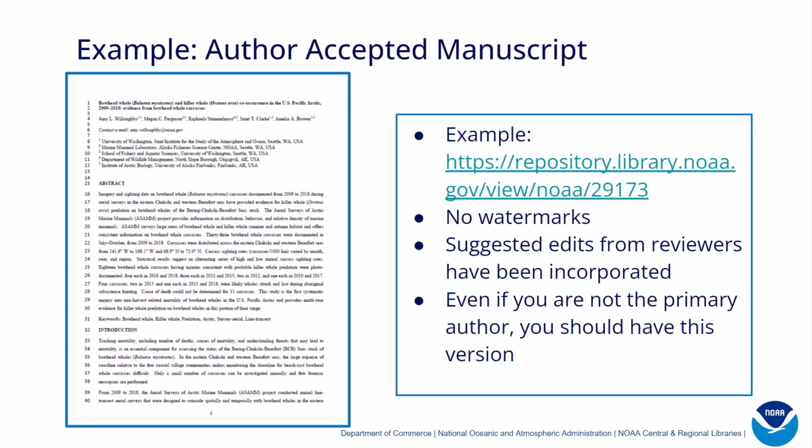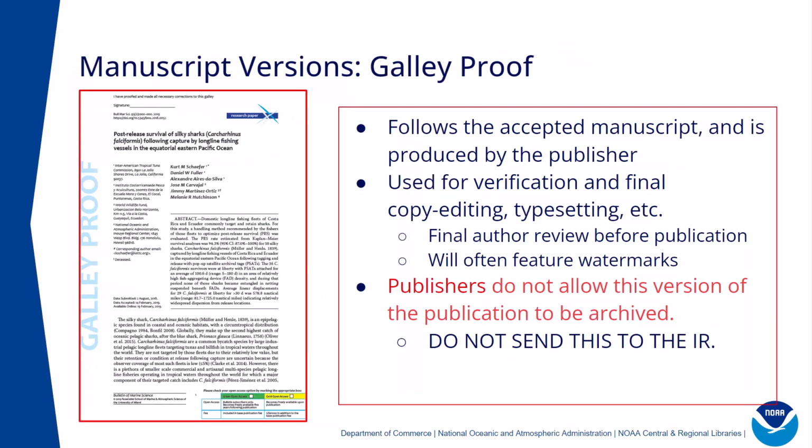Again, this is the version that we want you to upload to RPTS and or send to the repository. So another version of the manuscript that unfortunately folks send to us a lot is what's called a galley proof. This should look familiar to a lot of folks. It often has big watermarks on it, but this is the version that you will typically see after the accepted manuscript. So again, we've gone through peer review, we've added in the comments, we've sent back the accepted manuscript, and what you will usually get back after that is a galley proof, essentially for you and or your co-authors to finalize the look, feel, and layout of the article.